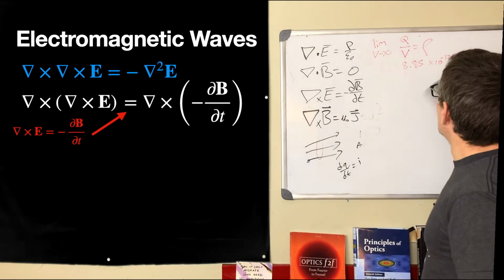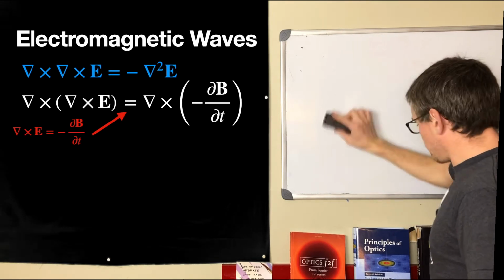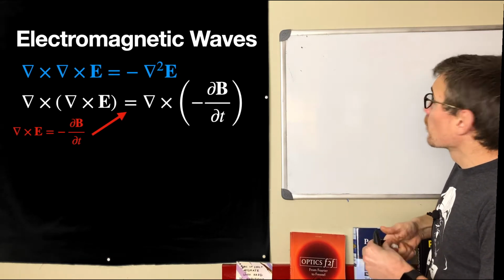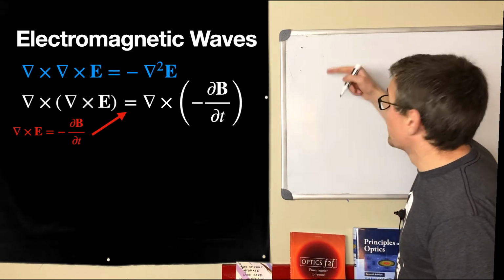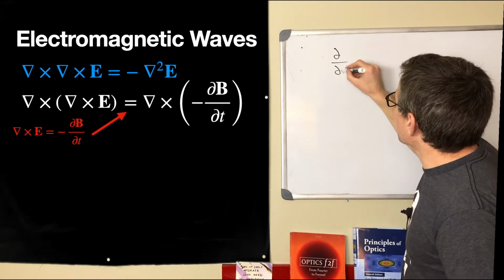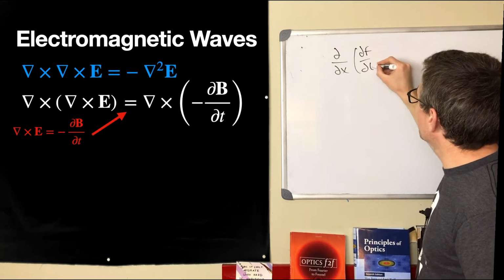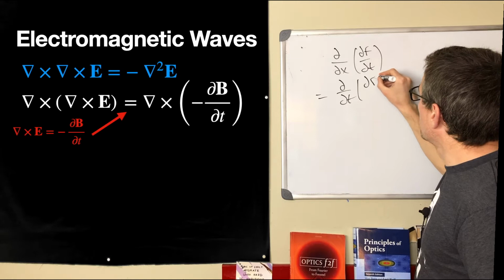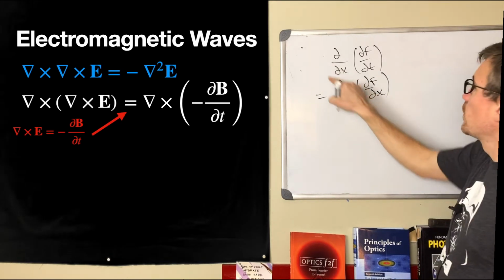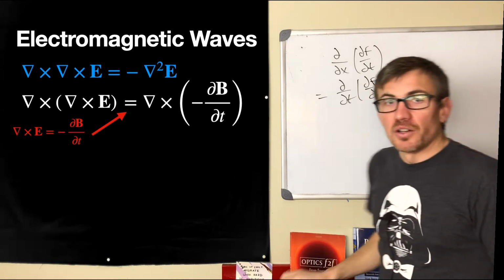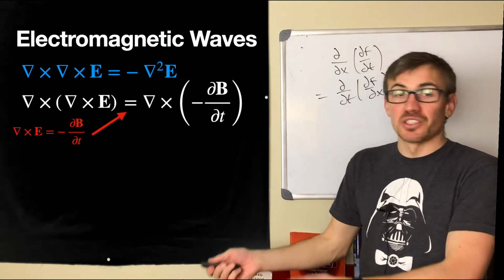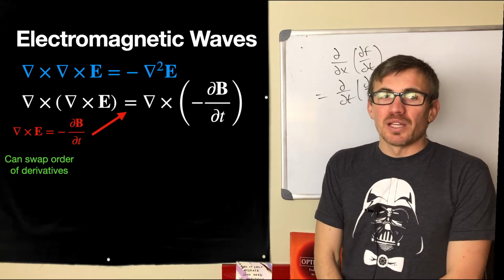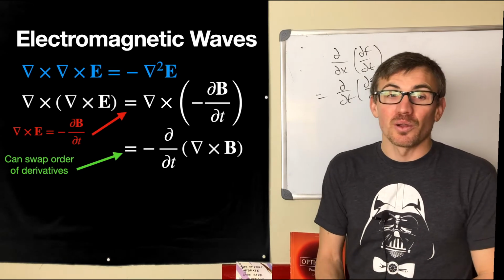Derivatives are nice. You can kind of move them around. Differentiation is a linear operation, and it behaves very nicely. So the curl, remember, is just d/dx's and d/dy's and d/dz's. So I can do d by dx of df, whatever my f is, by dt, or I can do d by dt of df by dx. Right? I can do it in any order. I can move the things around. I can also move the negative sign around. So let's just do that. We're going to pull the partial derivative and the negative sign out, and we get negative d by dt of the curl of the magnetic field.